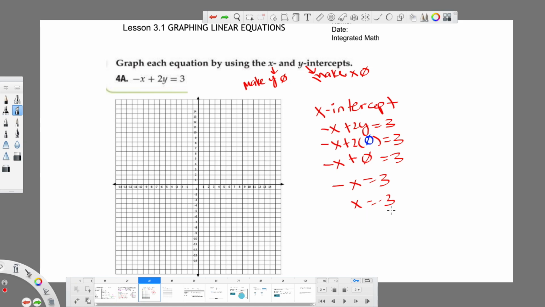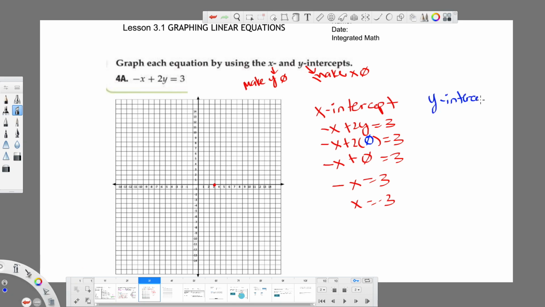So our x-intercept is negative 3. So I can go right to my x-axis here, and I can go 3, and it's going to cross right on that point at 3. All right, and now let's go ahead and do our y-intercept.